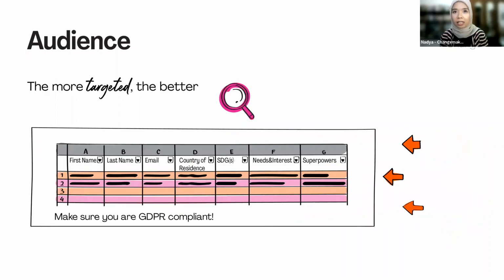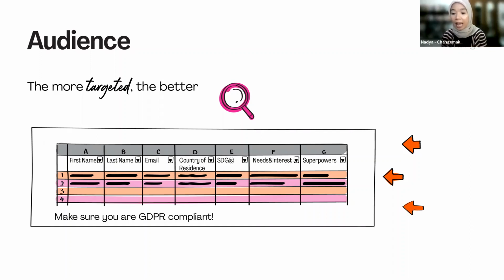Next, still in the audience, and this is something that I think is really helpful for us to find the right audience for our communications, because at least from our experience, it's better not to shoot in all directions, but to target our information. So we have what we call a community members database, which collects information about members that will help us to serve them better: their name and country of residence, the SDGs they address, their needs and interests in terms of their venture, and their superpowers, what they can contribute to the community. Of course, we make sure that we are GDPR compliant.